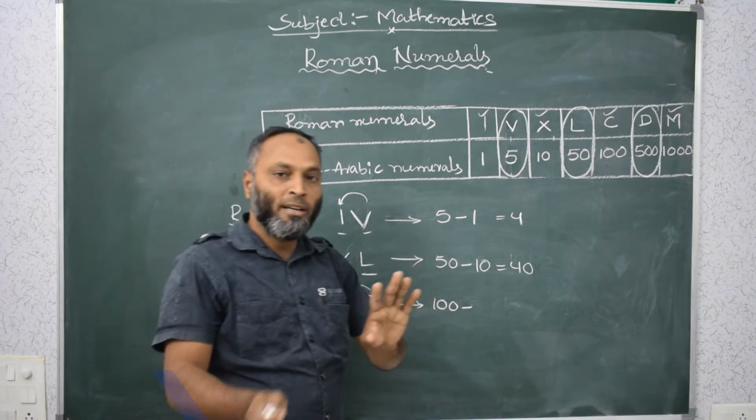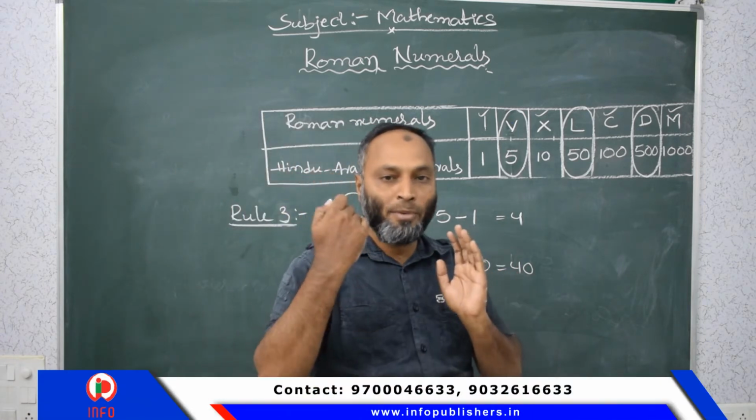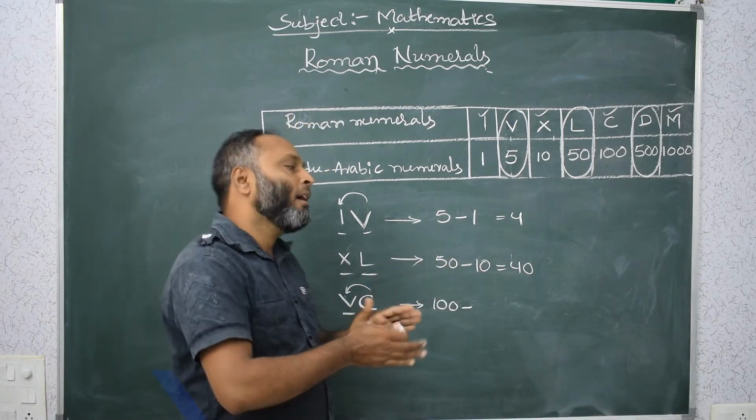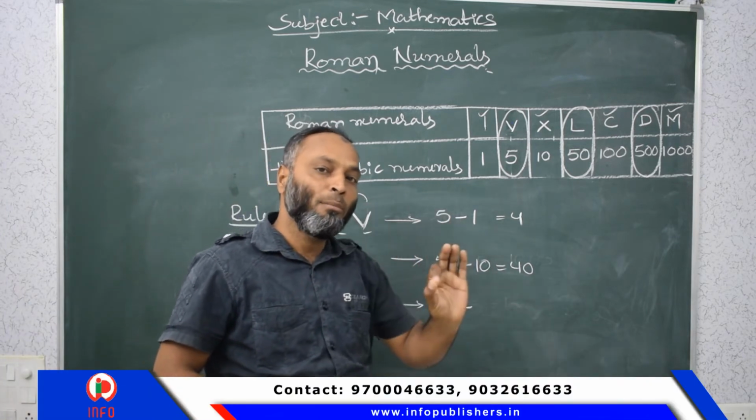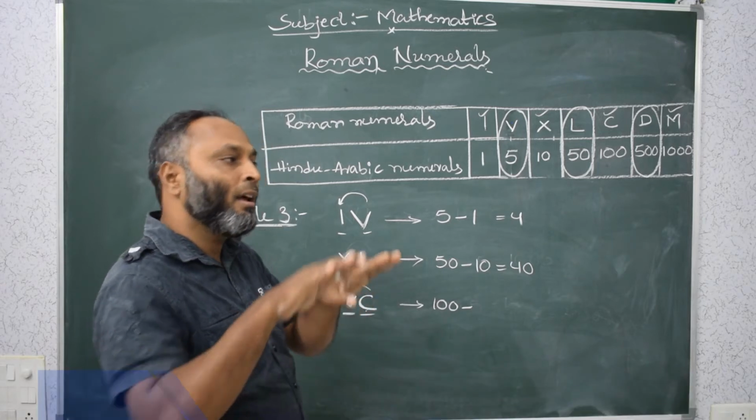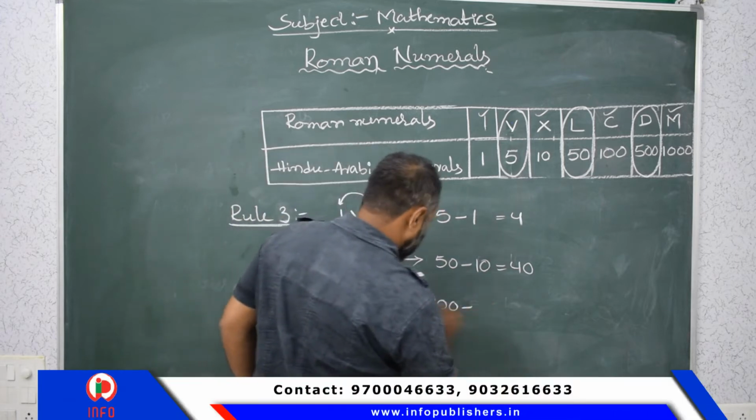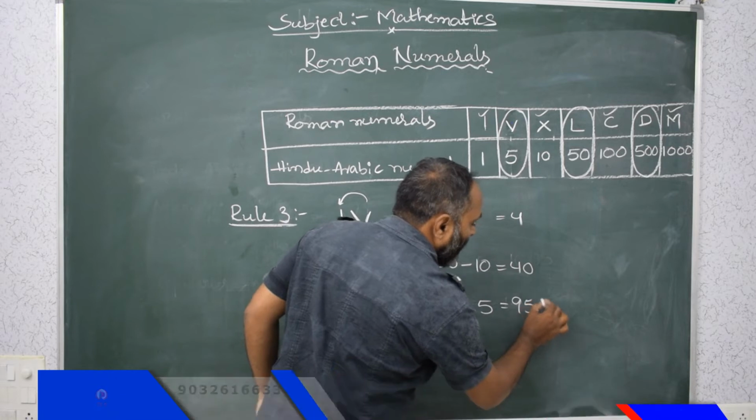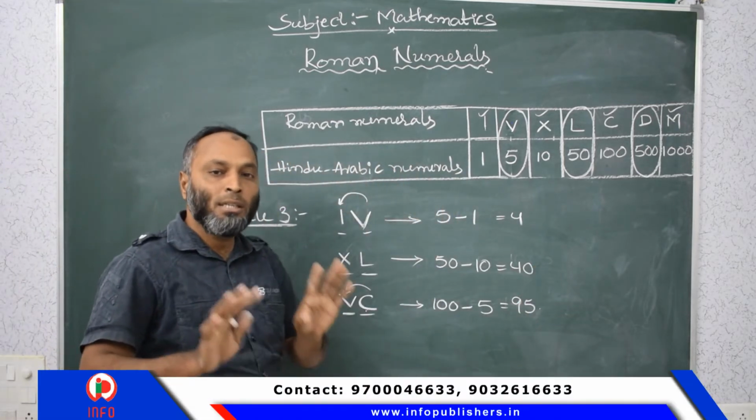So, the addition and subtraction. When the smaller Roman numeral is on the right side of the bigger, then we have to add. If the smaller Roman numeral is on the left side of the bigger Roman numeral, then we have to subtract. These are the differences between rule 2 and rule 3. So 100 minus V, meaning 5, that is 95. This is the representation of 95 in Roman numerals. So this is rule 3.